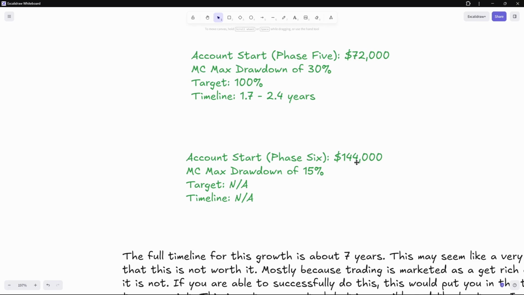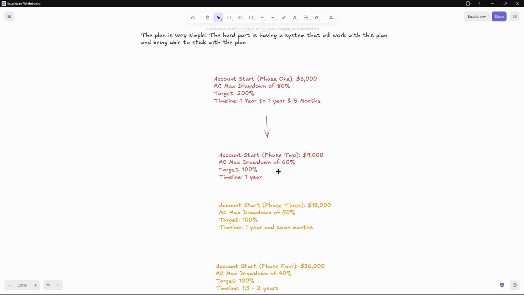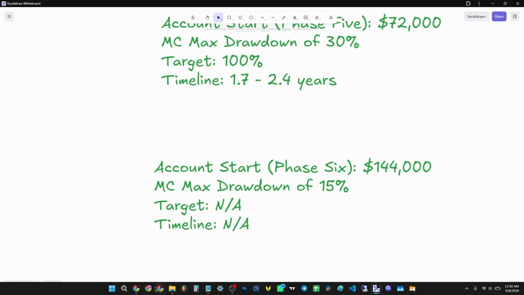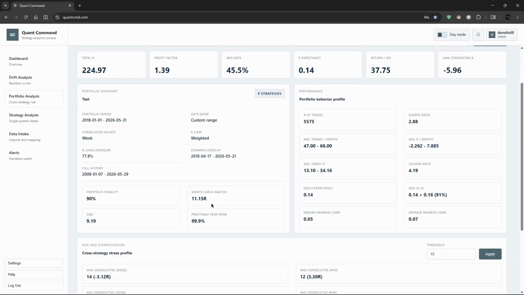Once your account is greater than 100,000, you don't need to take on a huge amount of risk again like you did when we started out. You can just say worst case scenario, I lose 15% of my account. So here you can see the Monte Carlo worst case scenario drawdown is 11%. So it is assuming that in the worst case scenario we may lose 11% on the account.